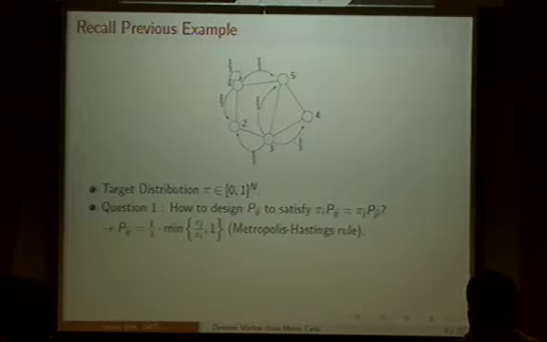Remember that I need to choose Pij, right? This only depends on pi i and pi j, and j is a neighbor of i. Therefore, I can design Pij using only local information, whatever pi i and pi j are.